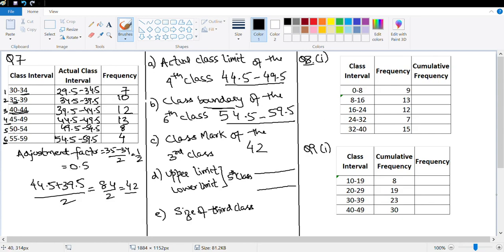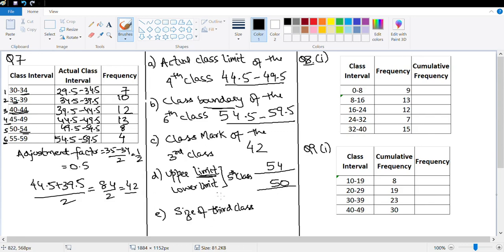The next one is upper and lower class limit of the fifth class. So this is the fifth class upper limit and the lower limit. Did they use the word actual? No, they haven't used the word actual. So what is my upper limit? My upper limit is 54 and the lower limit is 50. Why? Because they haven't used the word actual. As per this data, this is 54 and 50.